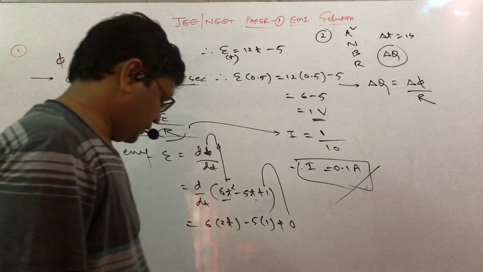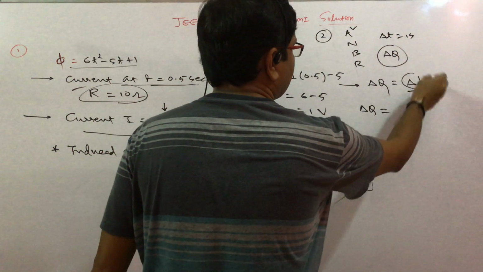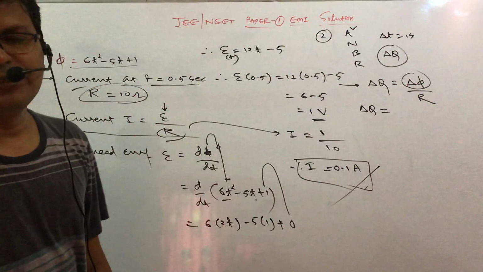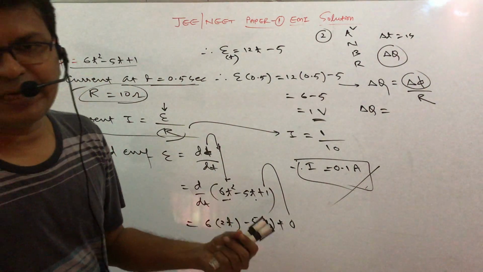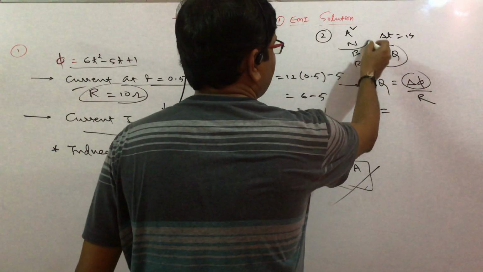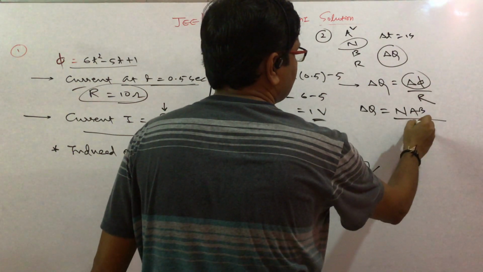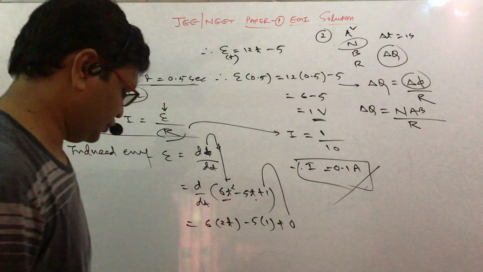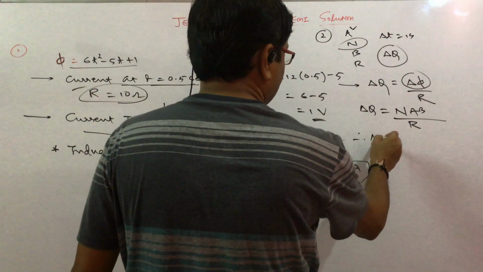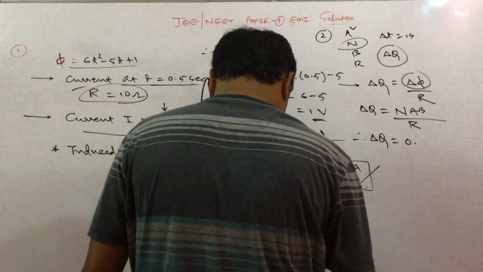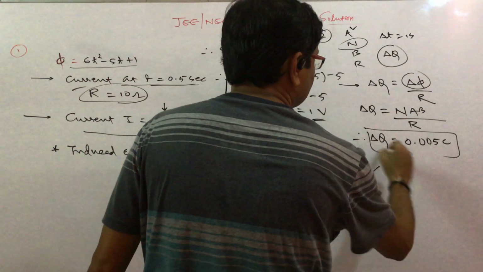So your target is to find here delta Q. So delta Q is equal to delta phi, the magnetic flux. What is the magnetic flux? General formula of magnetic flux, area into magnetic field. But for N number of turns it is NAB upon, you can see, R. This is the most important point. Here all values given, set up the values, then here answer 0.005 Coulomb. This is your answer.